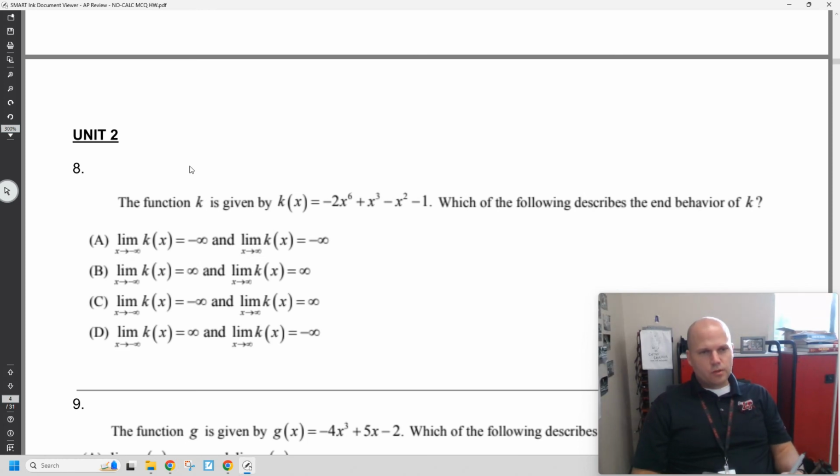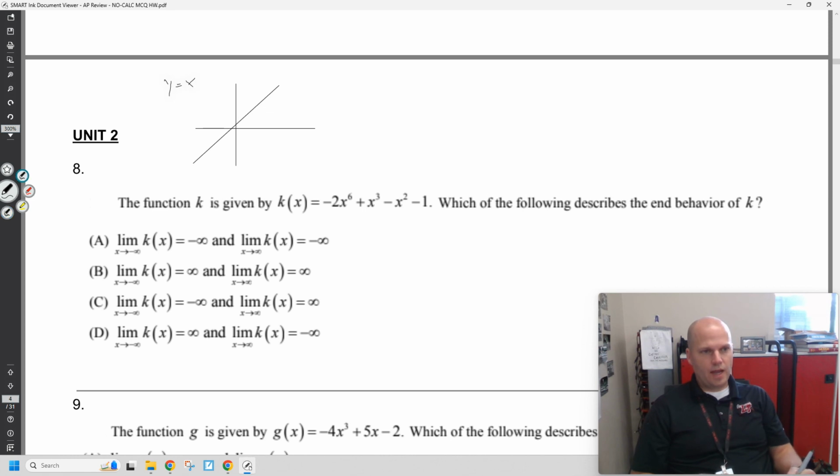All right, so unit two, polynomials. I think the key things I remember are basic equations, because understanding basic equations helps you understand both end behavior and behavior around a zero or a root or an x-intercept.